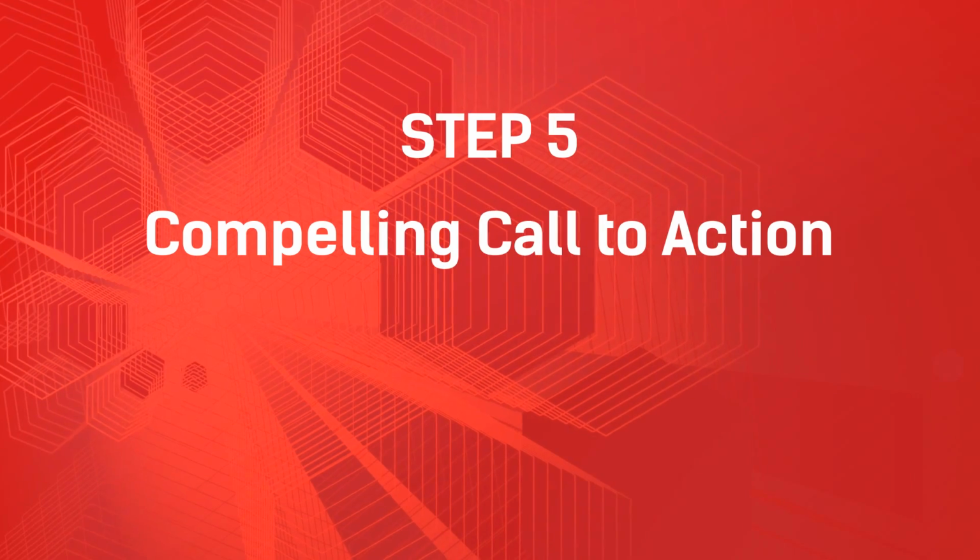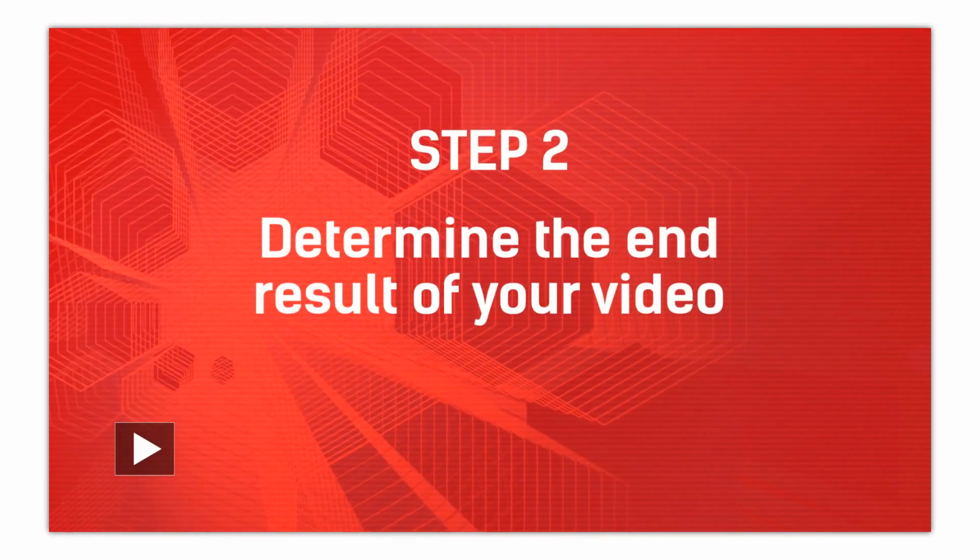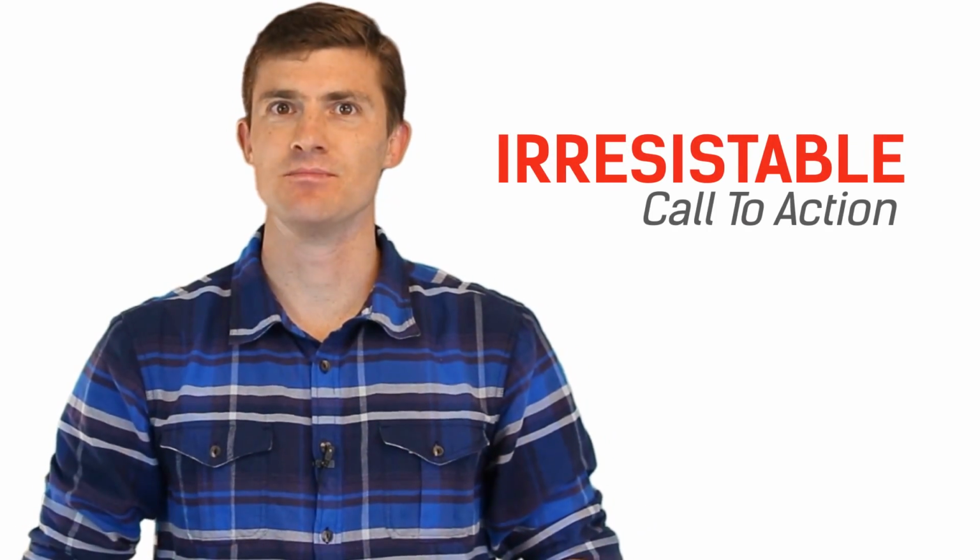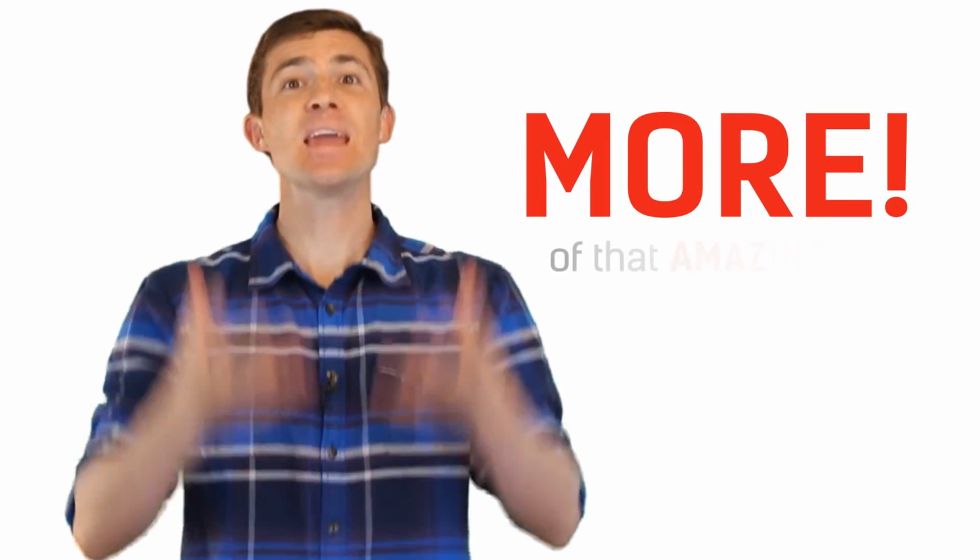And that's step number 5, which is creating your compelling call to action. So remember earlier in the video when I said you need to determine the end result of your video? Step number 2 is determining the end result that you want from your video. Well, it's at this point in the video where we turn that desired end result into a reality with our irresistible call to action. Now that you've spent a few minutes giving them actionable and valuable steps, it's time to tell them how to get more of that amazing value.